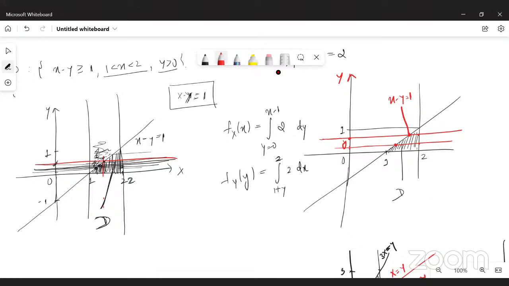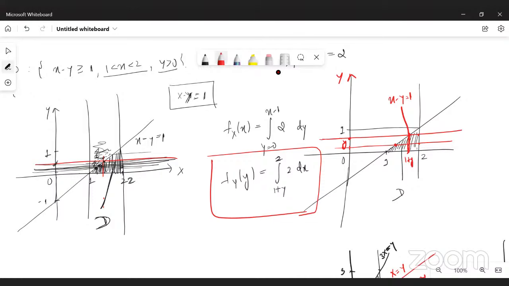Okay, so this is what I was explaining, right? This part only. Yeah. So same thing, we are fixing y, let's say this is some y, we are fixing this. And if we are drawing a horizontal line, how is the x varying? X is varying from 1 plus y to 2. What is this point here? This point is 1 plus y, right? Yeah. So 1 plus y to 2.